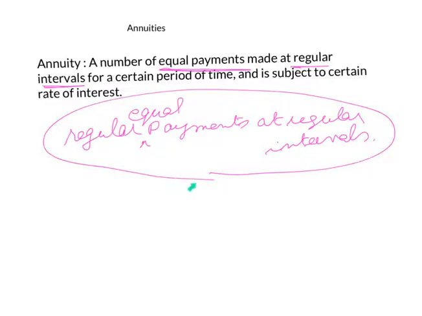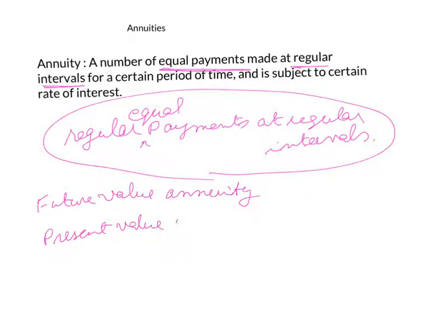Remember, we can also invest a certain amount of money every month and get a huge amount in future. Your CAPS document speaks of two major kinds of annuity: future value annuity and present value annuity. These are the two annuities that we are learning.